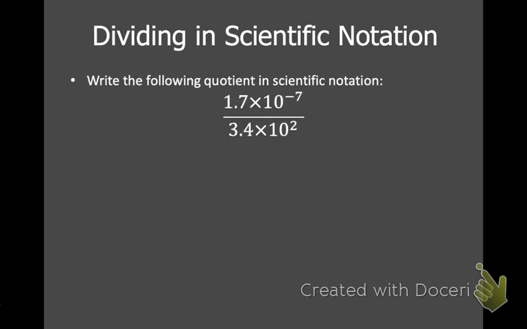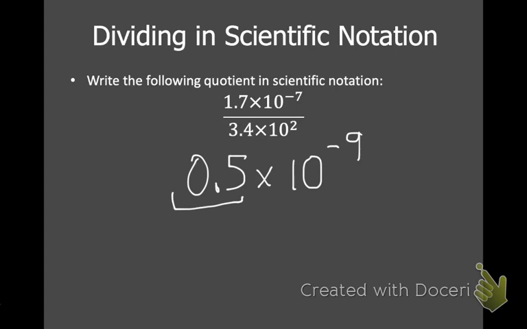Okay, so another one. So this time I would do 1.7 divided by 3.4. And that gives me 0.5 times 10 to the negative 9, because negative 7 minus 2 is negative 9. Now, this is okay. Scientific notation is the only time it's okay to leave my negatives in my exponents. Okay. So now I need to move this because this is not to the right power.